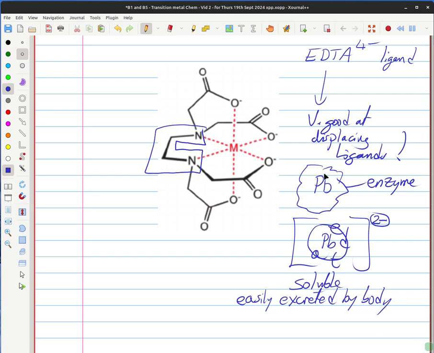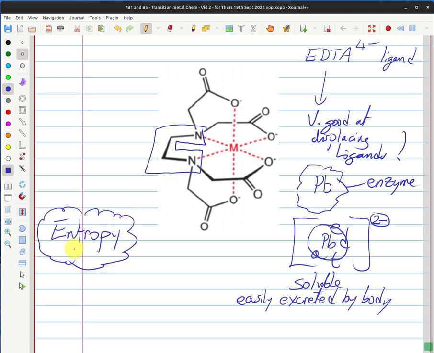So heavy metal poisoning can be treated using EDTA. It's an excellent way of displacing other ligands. And one of the reasons behind this is our old friend entropy. The presence of entropy in this reaction is very significant. So entropy to the rescue.